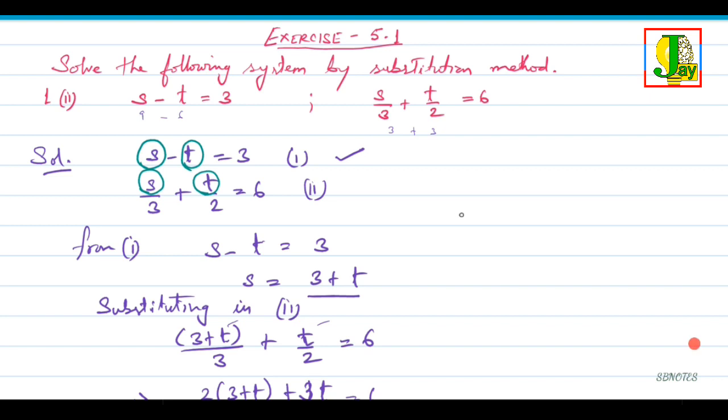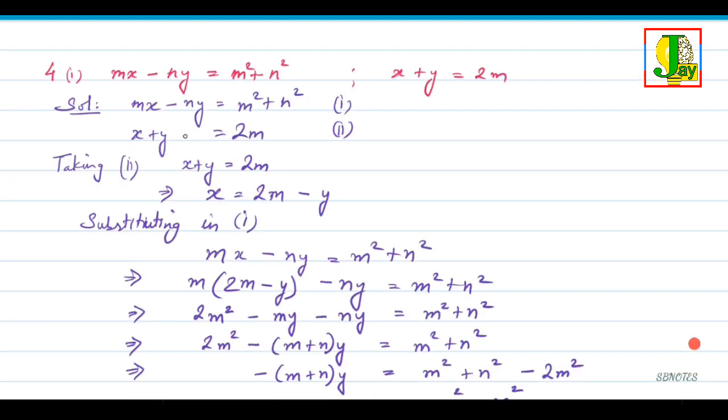Okay, this is our second question, question number 4.1, where we have mx minus ny equals m square plus n square and x plus y equals 2m. So our variables, if you can see, are x and y here, and here also we have x and y. The other things, m and n, are some real numbers. So mx minus ny, we took this equation as our first equation, and this is the second equation.